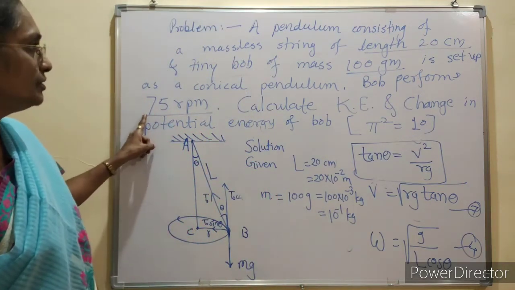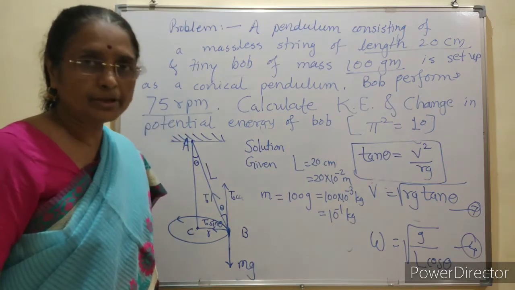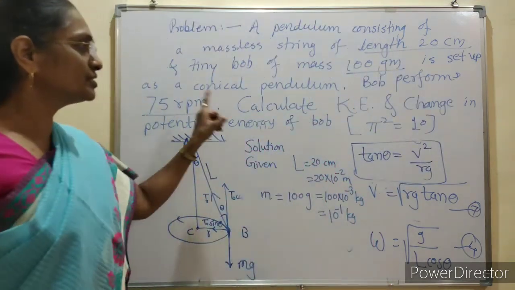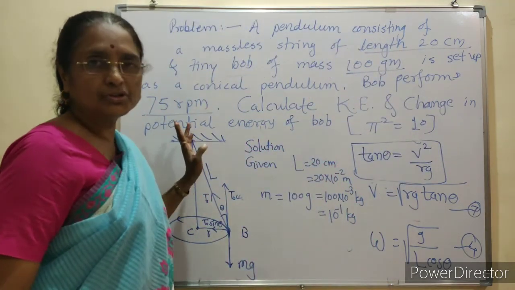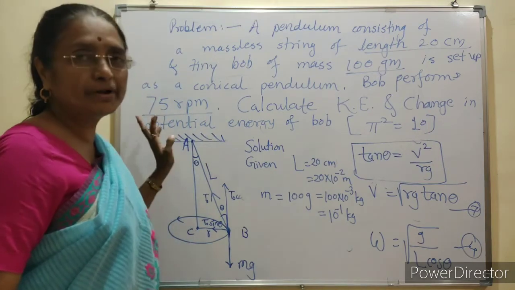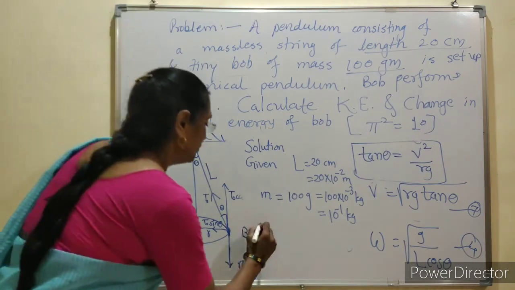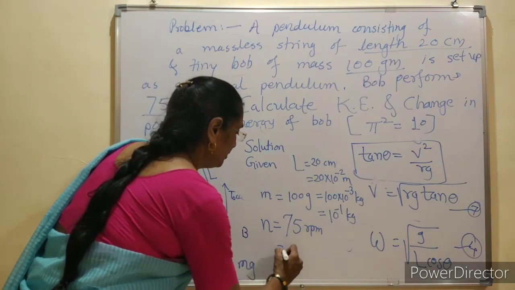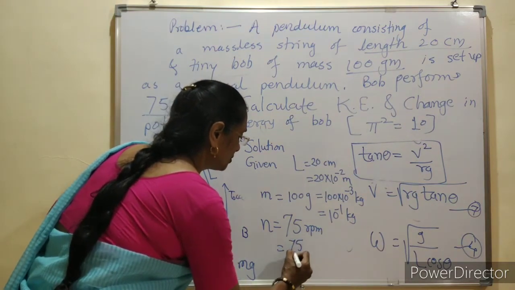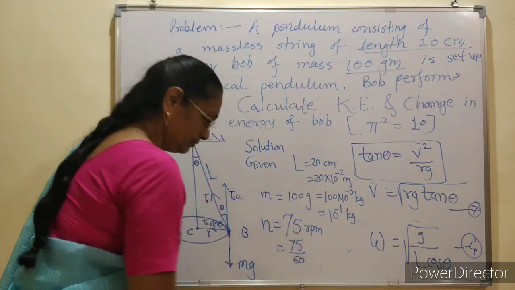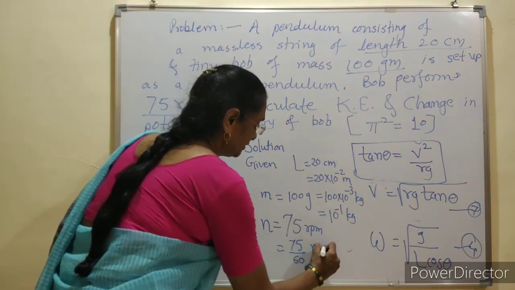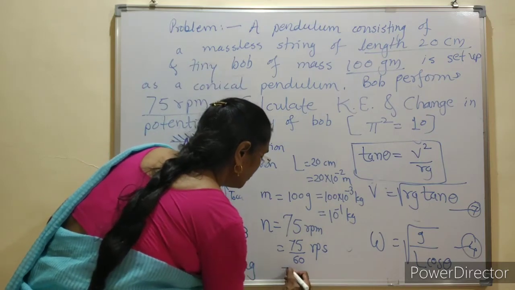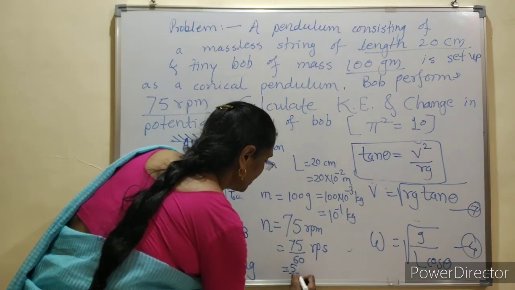And another quantity is given. The bob performs 75 RPM. It is given in the description like this. RPM is revolutions per minute, which definitely represents the frequency. So n is equal to 75 RPM. In revolutions per minute, if it is divided by 60, then it is revolutions per second, or hertz. It is equal to 5/4 hertz.